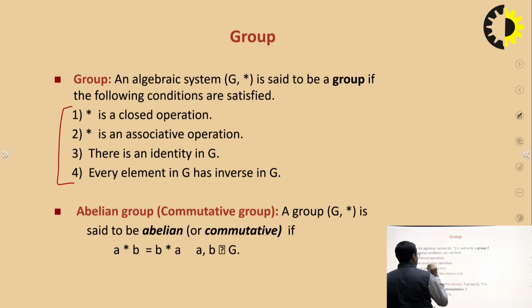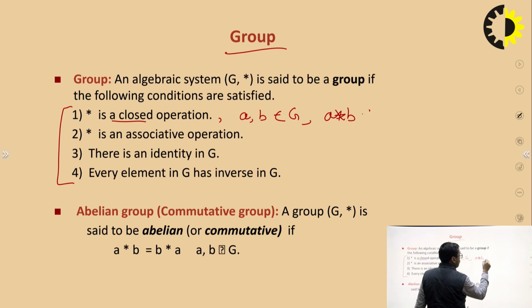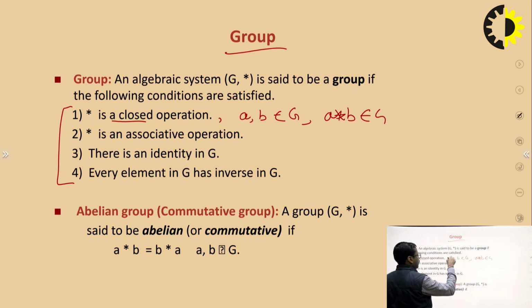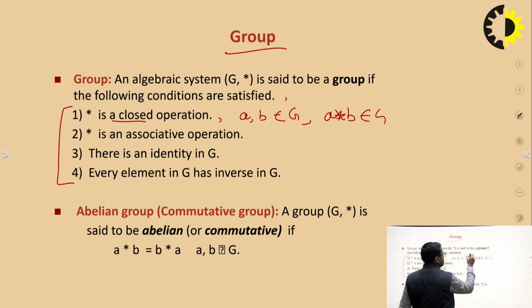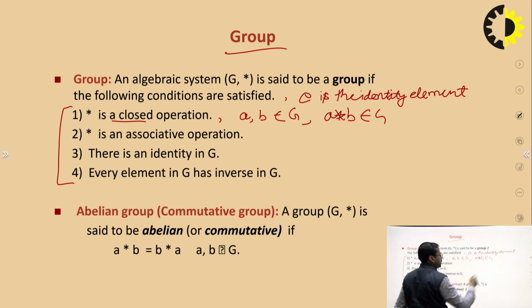So if these four properties are satisfied in an algebraic system, then we can say that it is a group. If the question is about what a group is and what its properties are, it is important to add one more thing in the closure property: the elements A, B also belong to the non-empty set G, then after applying A star B, the result also belongs to G. And it is also important to know that E is the identity element for the algebraic structure G.